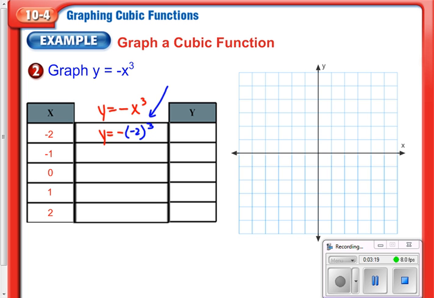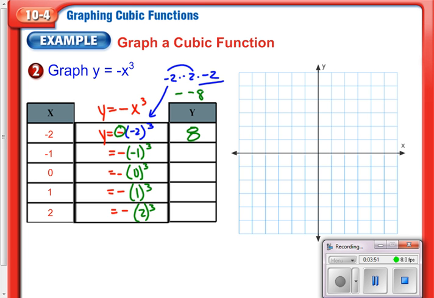Reason being is when you do this operation in your calculator or in your head where you get -2 times -2 times -2, this is a +4. +4 times -2 gives us -8. Well, -8 is taking care of the stuff that's in blue there. We also have the negative sign out front. So a -8 is going to give us a +8 here. Again, let's go ahead and fill in the rest of the table. There's our table filled in.